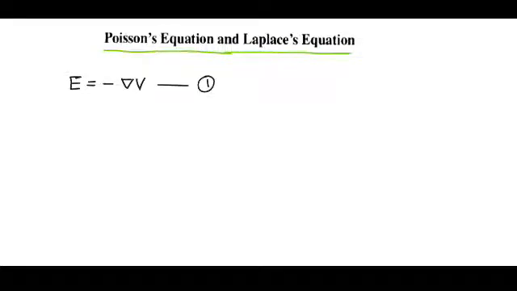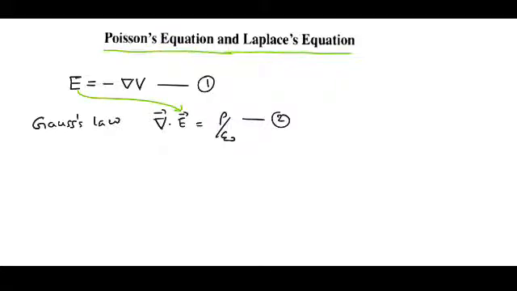This is equation number 1. Then we know Gauss's law in differential form. That is, divergence of this electric field is equal to rho by epsilon 0. Let me put this as equation 2. Now I am replacing this E by this expression, that is, del dot of minus del V, equal to rho by epsilon 0.